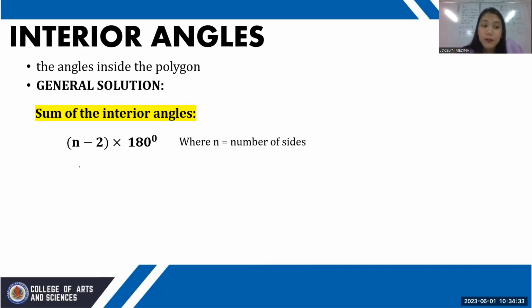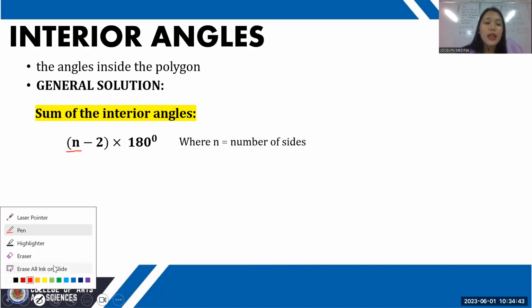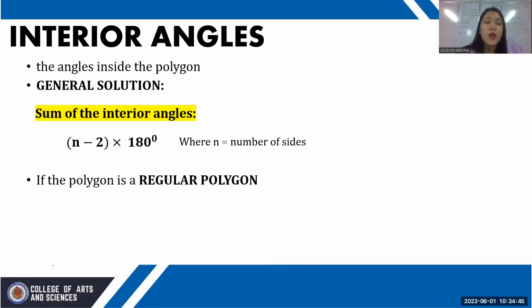Ganun lang. Pag 5 naman yung sides, magbabago. Pag 11 yung sides, magbabago yung measurement sa loob. Ganun lang. Ngayon naman, one type of polygon is a regular polygon, yung pare-pareho yung measurement ng side. Now, this is what you should remember. Okay?